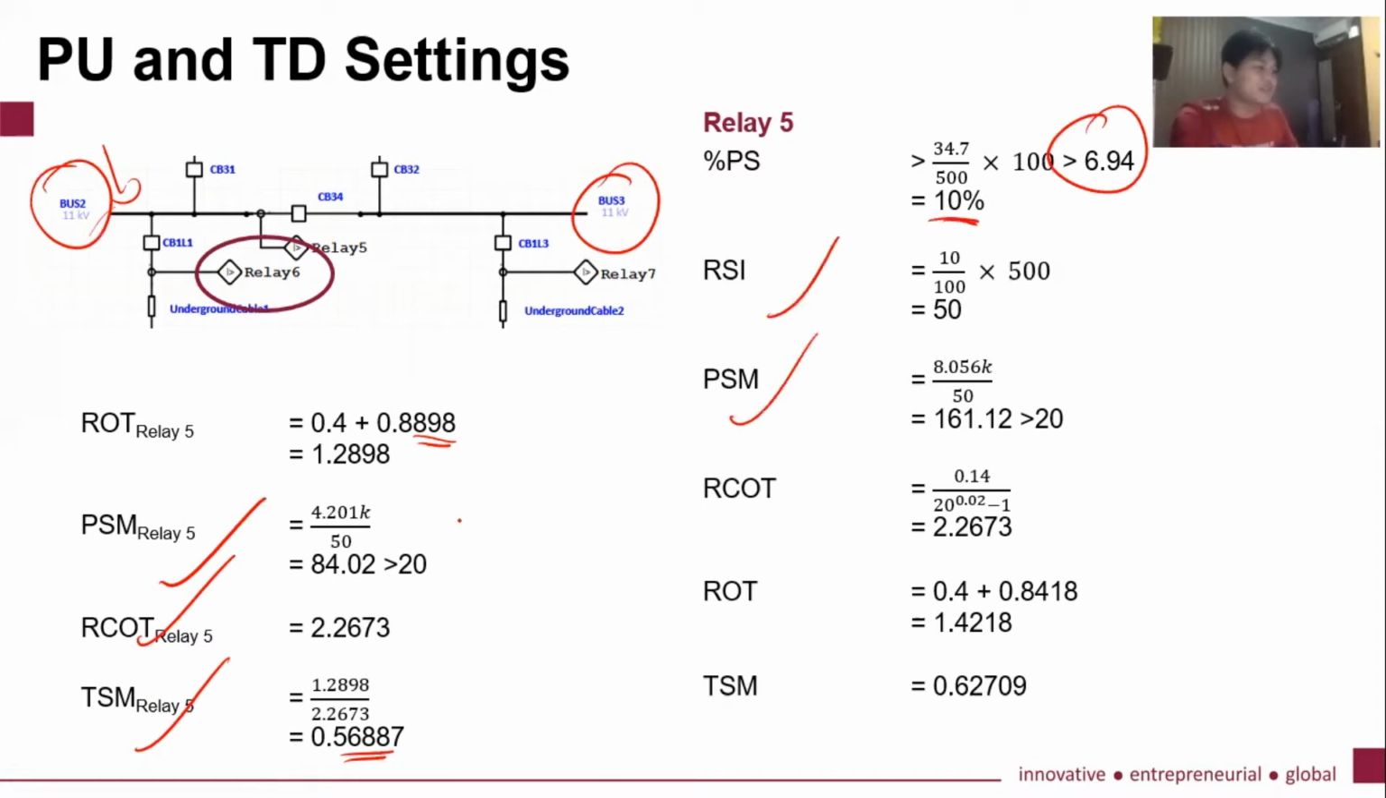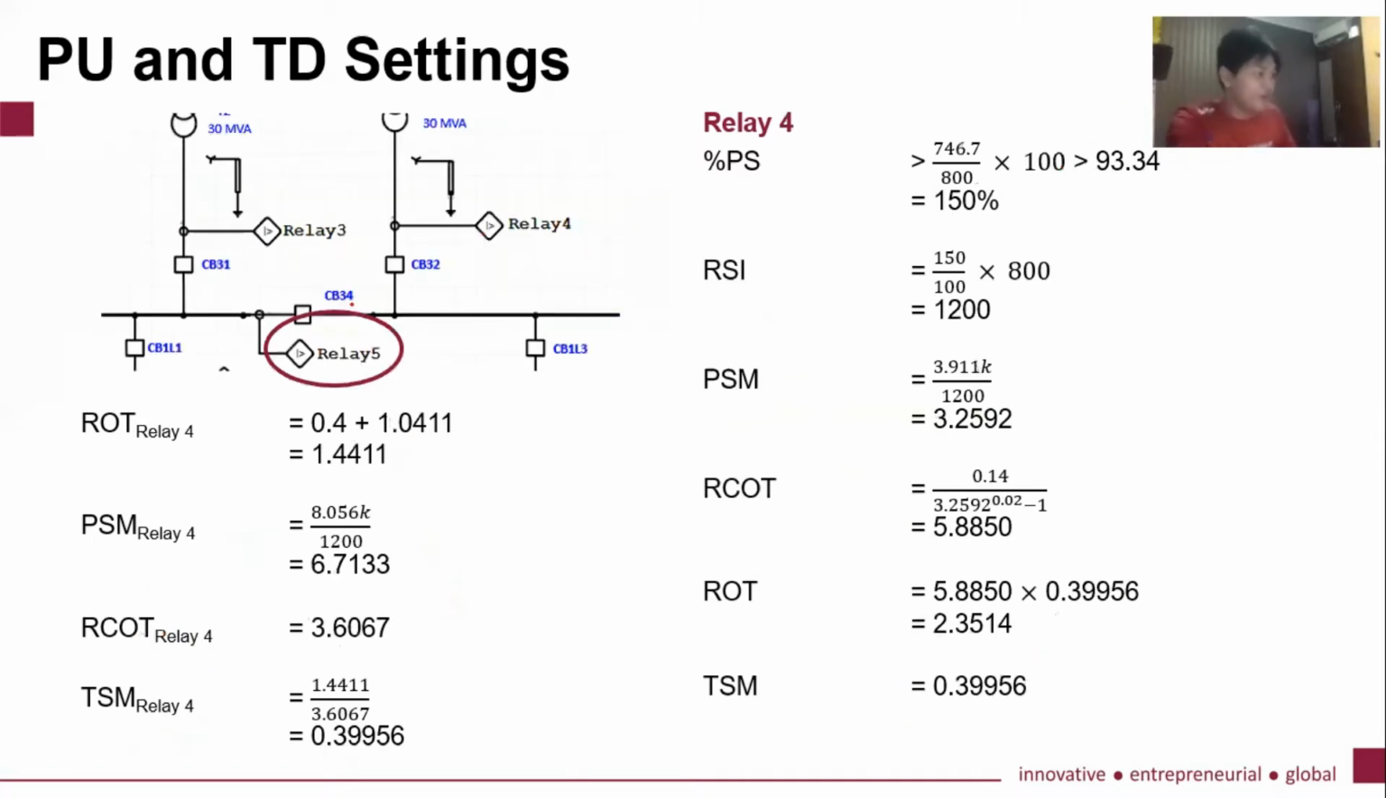Then RSI, then PSM. As you can see, the PSM at relay 5 is a little bit higher than the graph. So we must choose the maximum value of the graph, which is 20 for PSM. So we substitute 20 into the RCOT formula, we will get 2.2673. Then we calculate our ROT, then the TSM will be 0.62709.